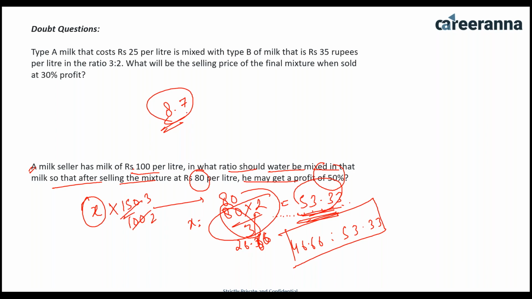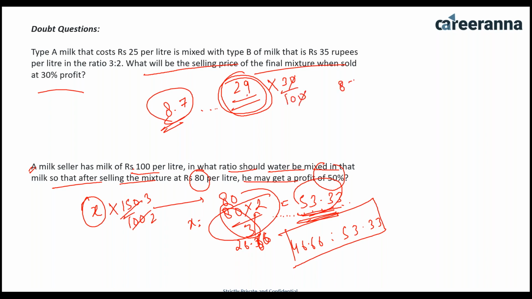Okay, let me explain the first question again, if you had any doubt in that. So you know 29 is the cost price. This is clear. Now, the question is what will be the selling price if the final mixture is sold at 30% profit? So I have to calculate 30% of this number. 29 multiplied by 30 divided by 100. 29 multiplied by 3 is 87, divided by 10, it will be 8.7. So 8.7 is the profit on 29 rupees. So it will be 37.7.